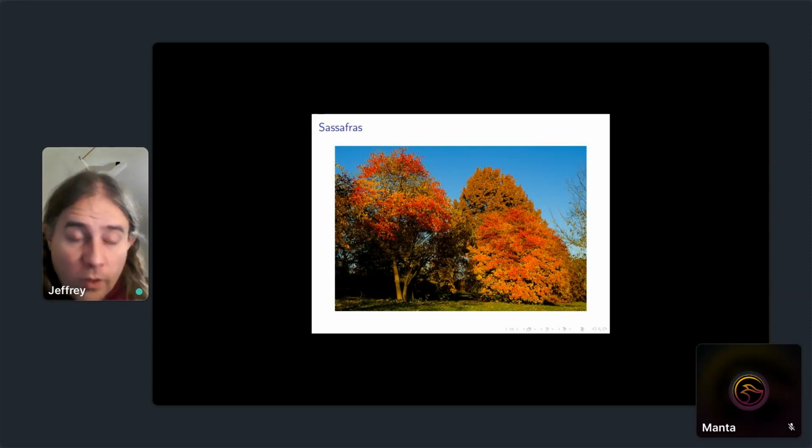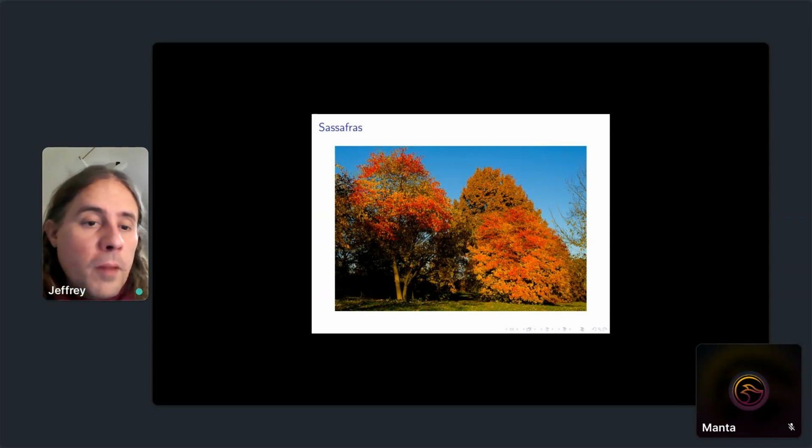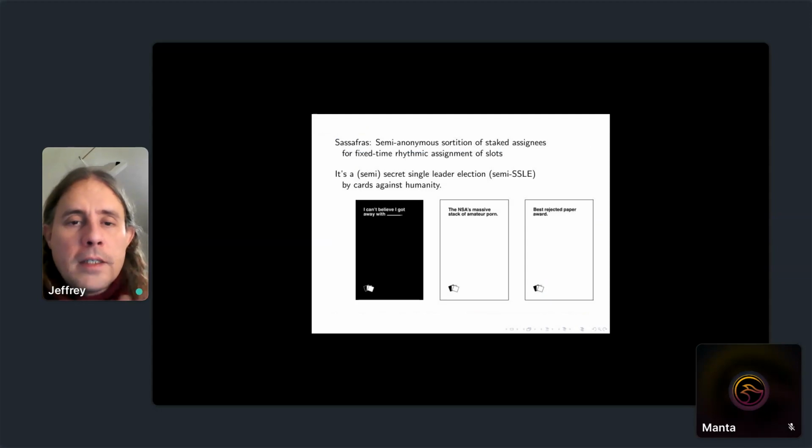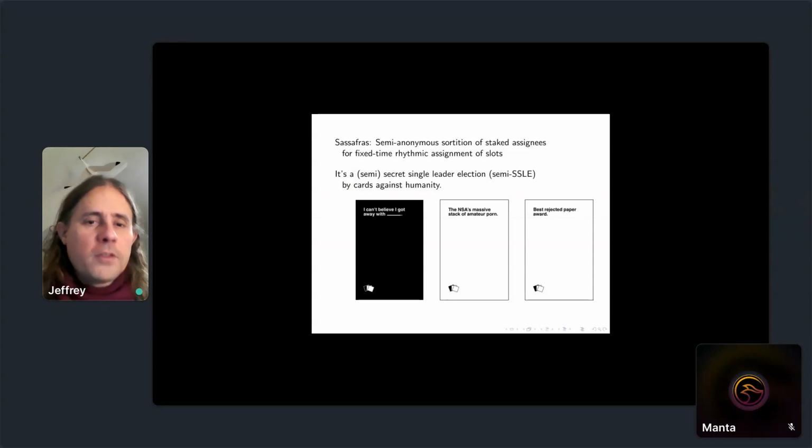All right, one quick last thing. This beautiful tree is a Sassafras tree. We have a new block production scheme for Polkadot that's coming out called Sassafras. The basic idea is it's sort of block production by Cards Against Humanity. Generally VRF protocols look a little bit like card games.